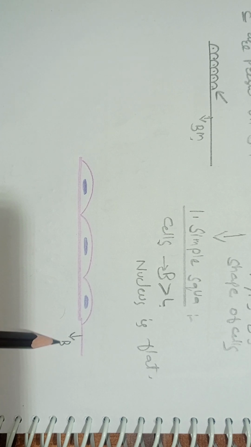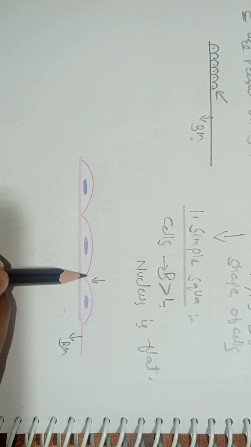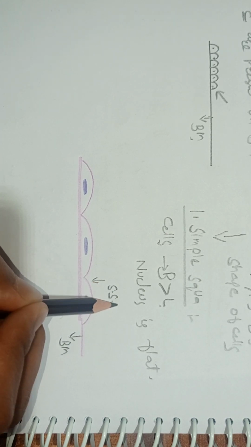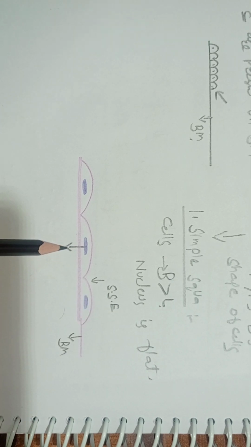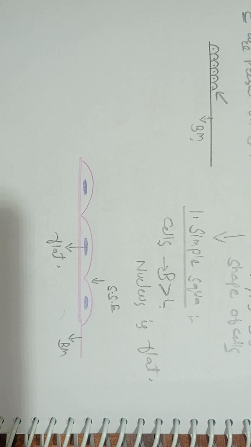What is this? This is a basement membrane. These are simple squamous cells, or simple squamous epithelium. Clearly. And what is their nucleus? Nucleus is flat. This is the first point about the simple squamous epithelium. Example of the simple squamous.